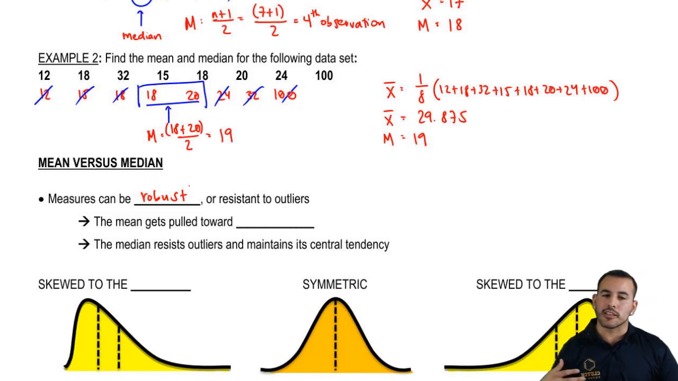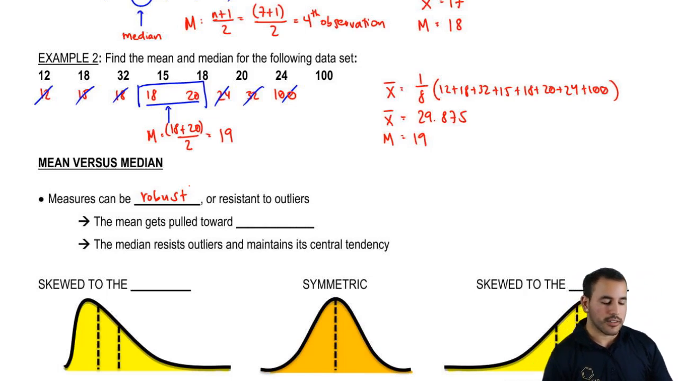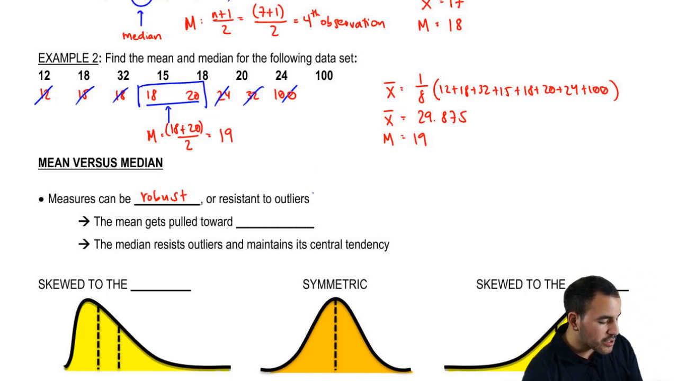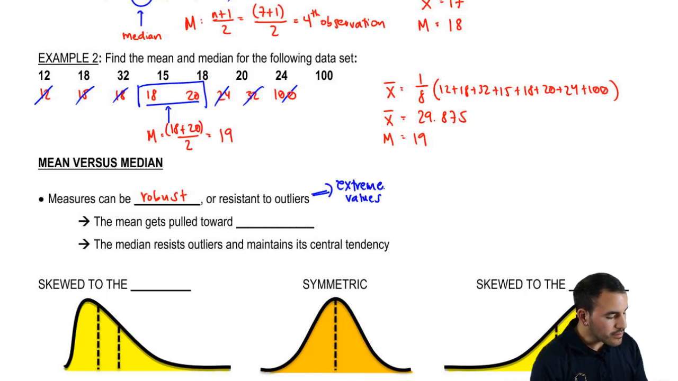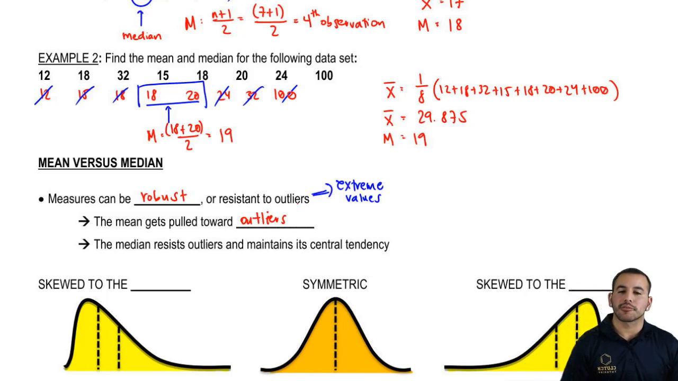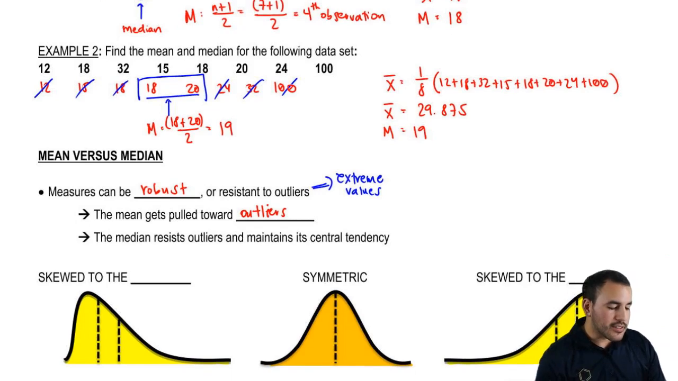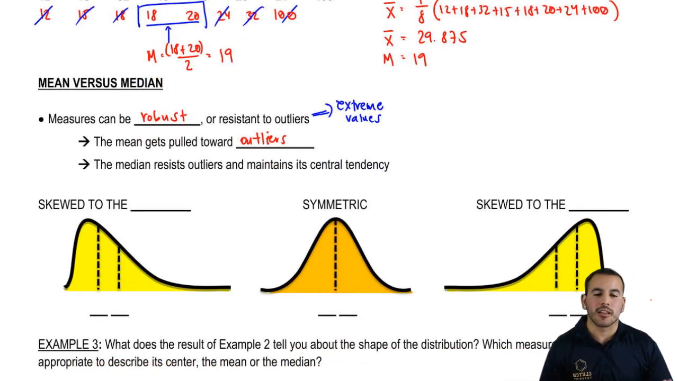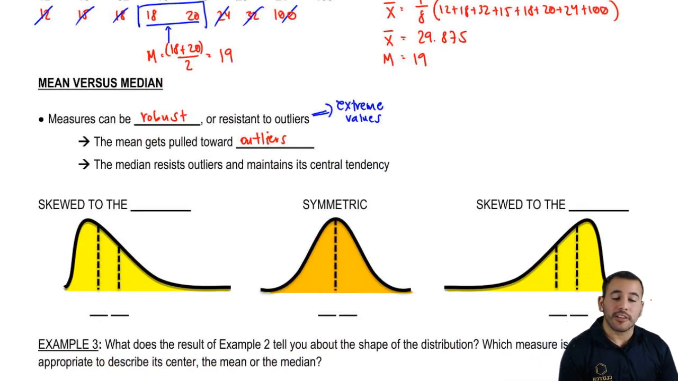So the mean actually is one that gets pulled towards outliers. And what I mean by outliers are any extreme values. So the mean gets pulled towards these outliers. Can't even spell outliers right. So it gets pulled by these outliers. However, the median stays resistant to it, and it maintains its central tendency. Basically, it's able to tell us where the midpoint is a little better, even if there are outliers.